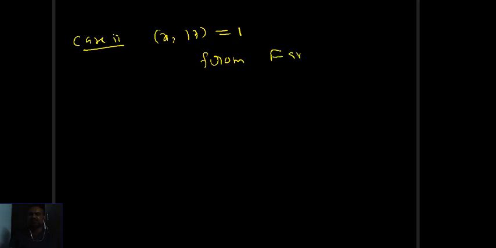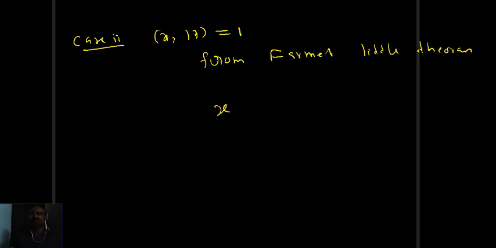Case 2. What? x and 17 are co-primes. Now I can use Euler theorem or Fermat theorem, whatever it may be. Now I can say Fermat theorem directly. So from Fermat Little theorem, or you can use directly Euler. No, Euler is part of Fermat only, no problem. Sorry, Fermat is the particular case of Euler theorem.